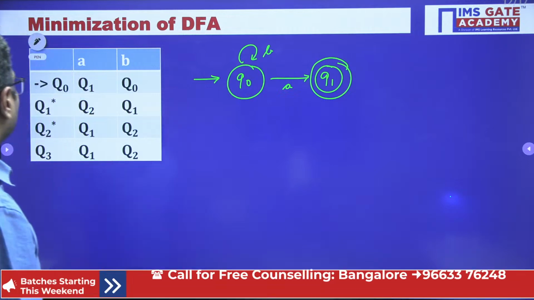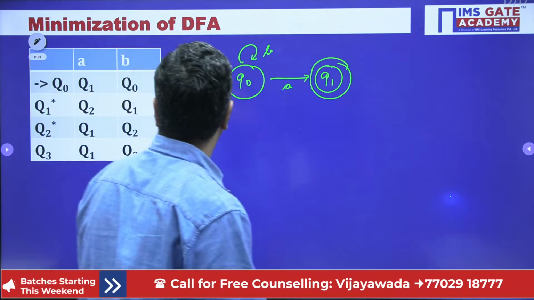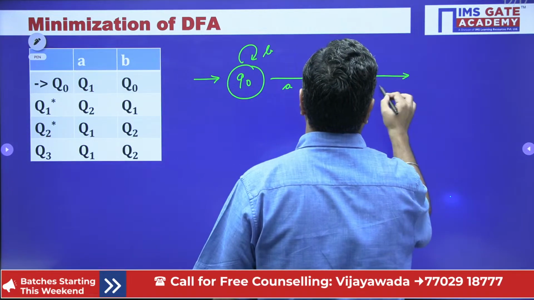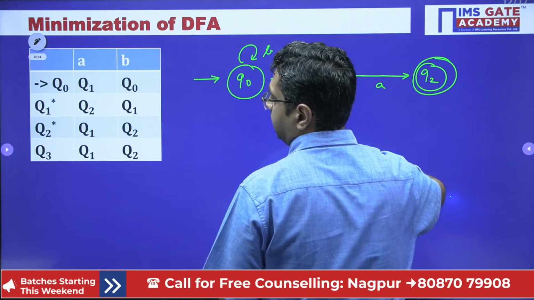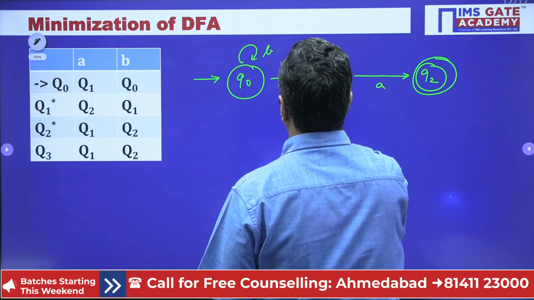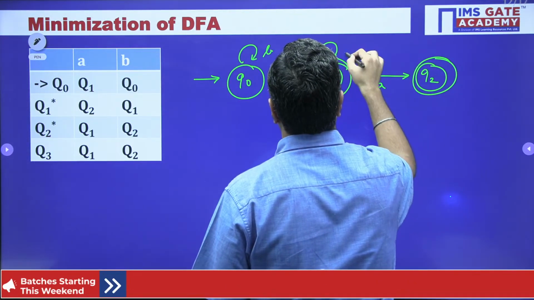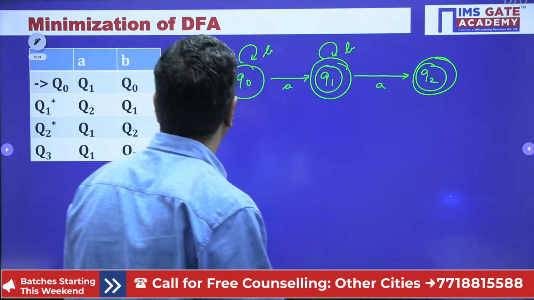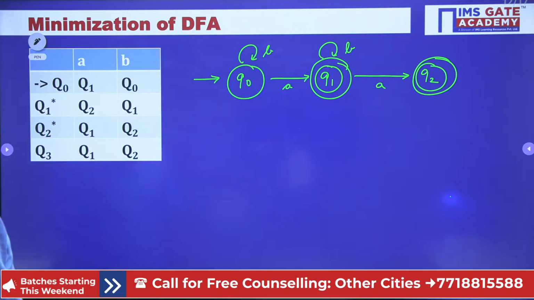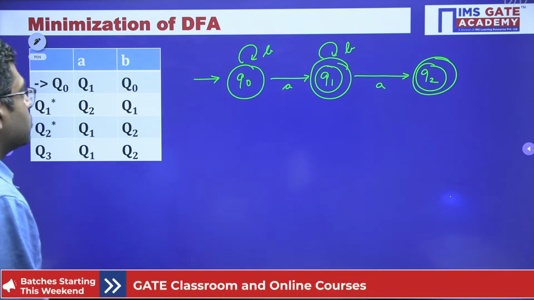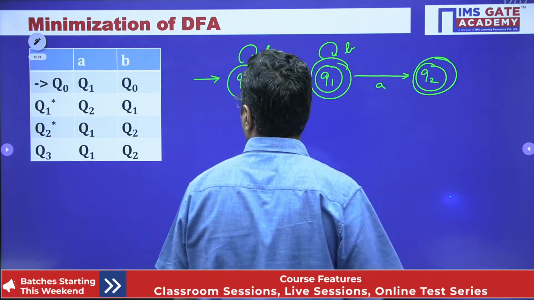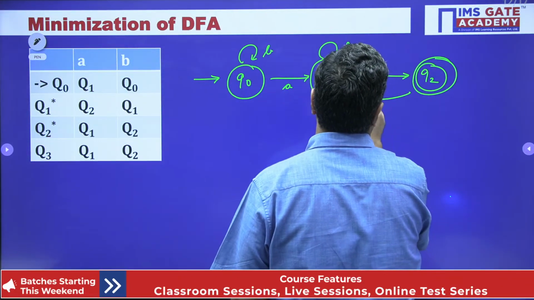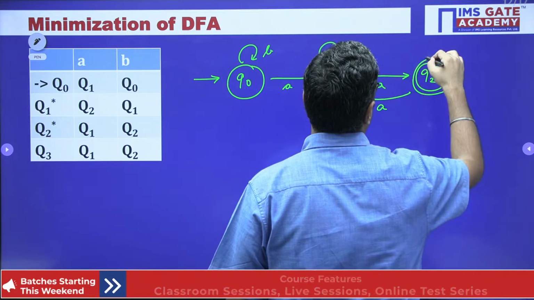Now Q1 on A goes to Q2, which is again a final state. And on B, Q1 goes to Q1 itself. On B, they are remaining on themselves. Q0 on A goes to Q1 and Q0 on B goes to Q2. Now Q2 on A goes to Q1. Q2 on B goes to Q2 itself.